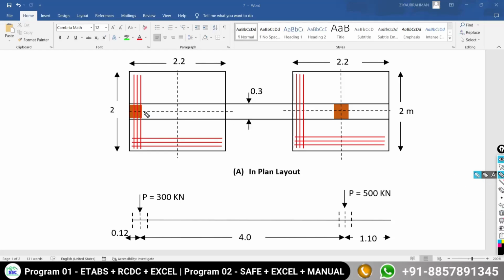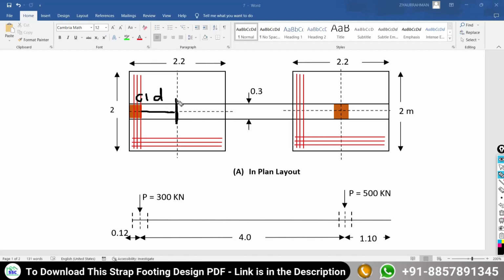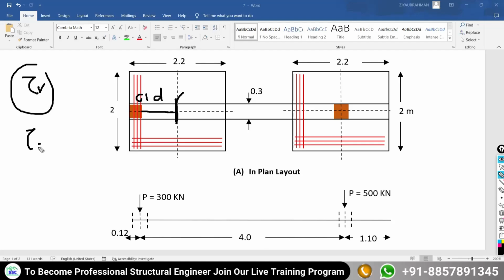So here I am going to consider the critical section at a distance of d from the face of the column C1. This is the critical section. Here we have to calculate how much shear force is going to be developed, and then how much nominal shear stress is going to be developed at this critical section. And we are going to compare this nominal shear with the critical capacity of this section to carry the stresses.